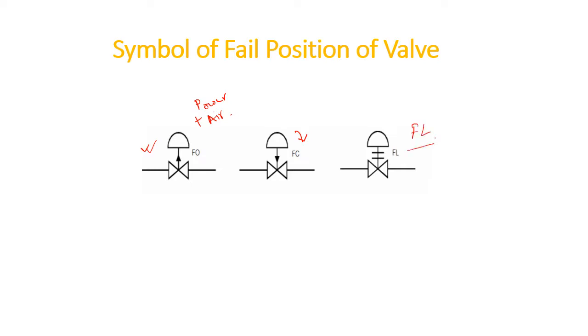Fail lock means it will remain at the same position it was in before the power or air was lost. Suppose the valve is at 30% position. Now suddenly the air supply goes. The valve will remain at 30% and will not change its position. This is known as a fail lock valve.